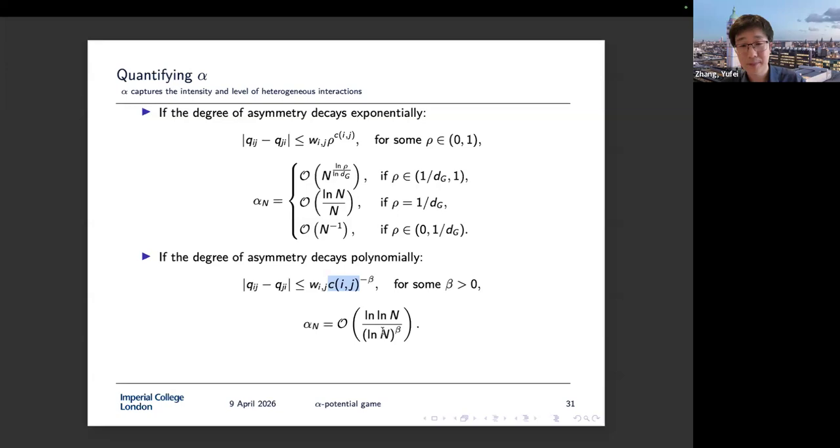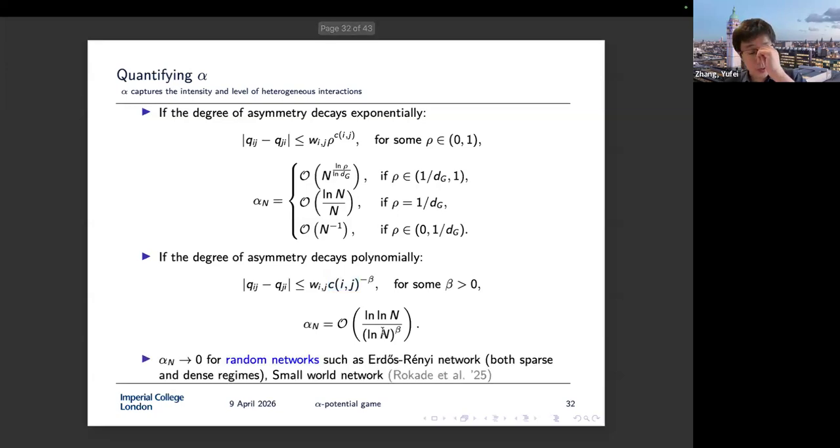but instead of a polynomial rate, it vanishes at a logarithmic rate. And a group of economists also took our framework and applied it to random networks. In this case, the weights are generated by some random graph. They are able to show that if you consider a random graph, which is sparse or dense, then alpha goes to 0 as the number of players n tends to infinity.